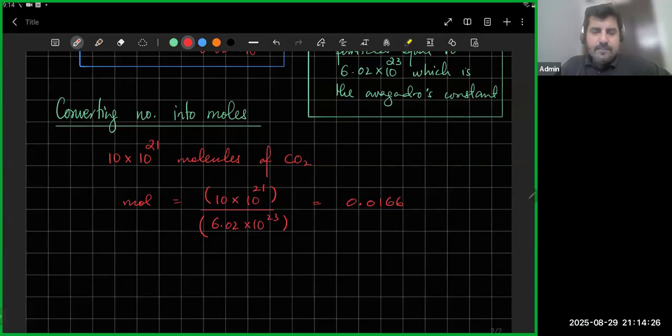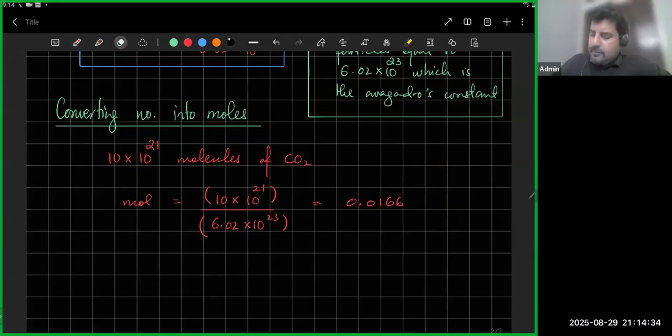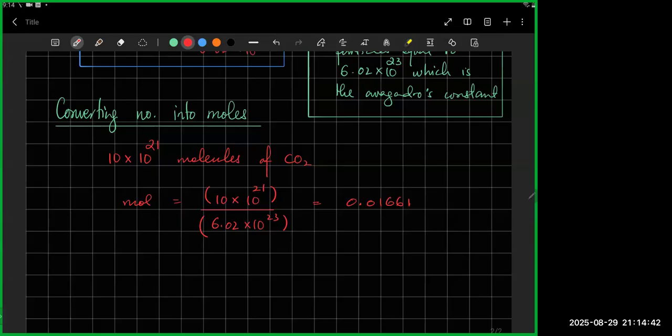Is it this or is it something else? So 0.01661. Anyway, tell me the full number: 661 and what is after that? 1, 11, 29568. So it's going on, right?